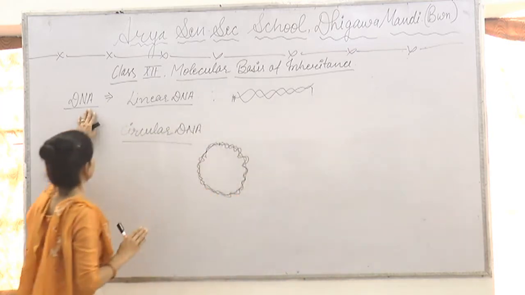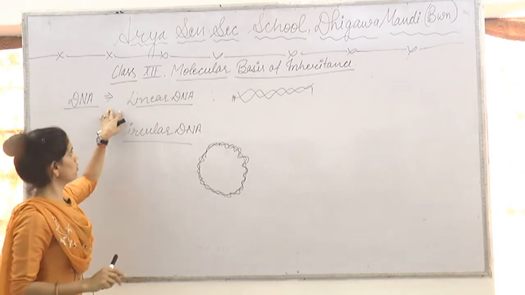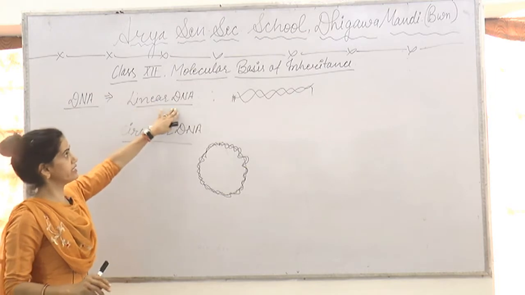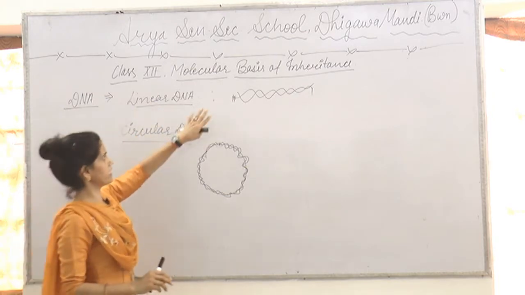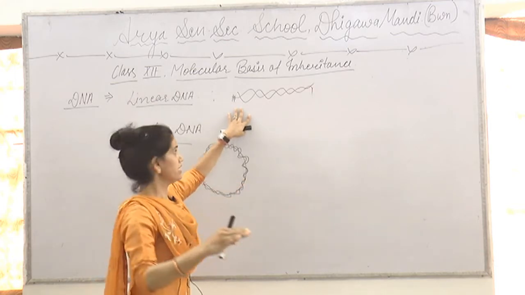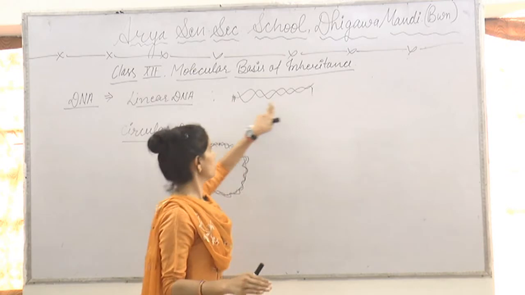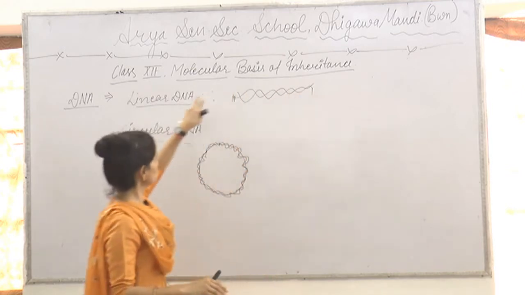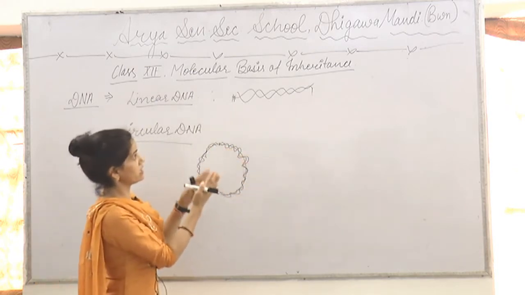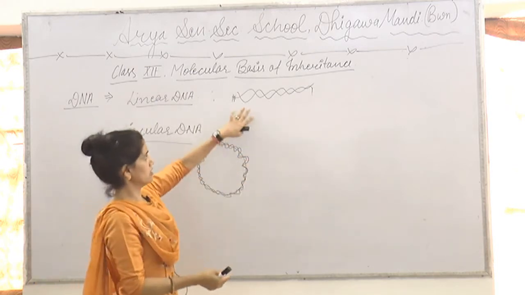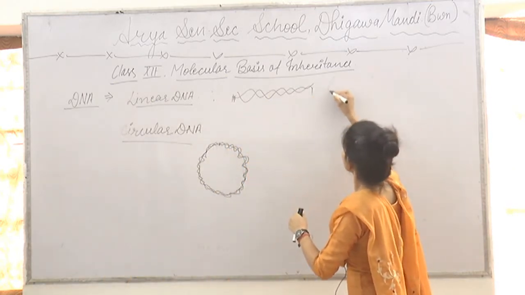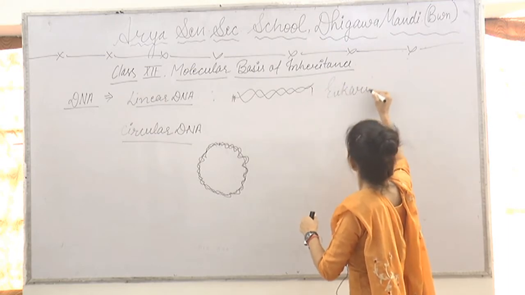So let's start with DNA. DNA is found in two forms: linear DNA and circular DNA. Linear, as the name indicates, is linear. It has two free ends, one is this and another one is this. So this is the linear DNA, and it doesn't have a join, it is linear. It is found in eukaryotic cells.